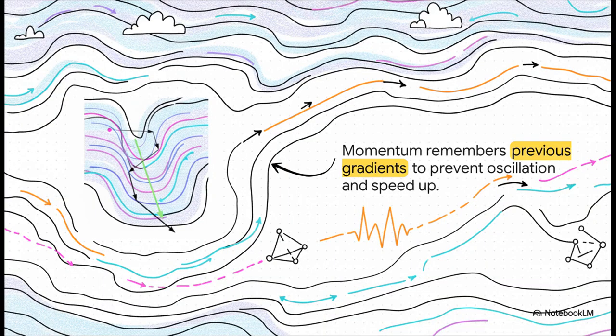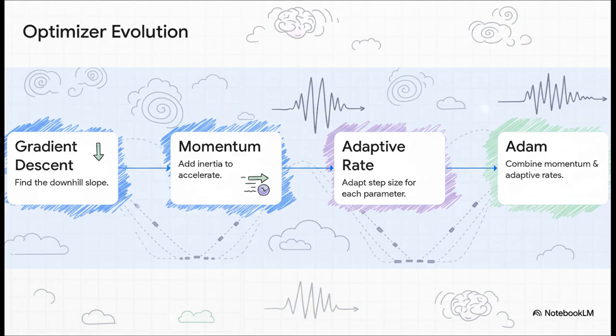Well, this is where smarter algorithms come in, like one called Momentum. It does exactly what it sounds like. It builds up inertia, kind of like a ball rolling downhill. It remembers the direction it was just going. This helps it smooth out that crazy side-to-side bouncing and lets it really pick up speed when it's heading straight downhill. And this idea just snowballed.